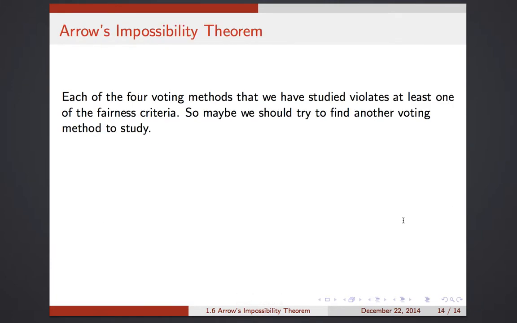Okay, to summarize what we've done so far, all of the four voting methods that we have studied have violated at least one fairness criterion, right? So that's bad because we're hoping to find a fair voting method, right? If you live in a democracy, you would like to have a voting method that is always fair. So one thing we could try to do is try to find another voting method and study it, right? That's one thing we could do.